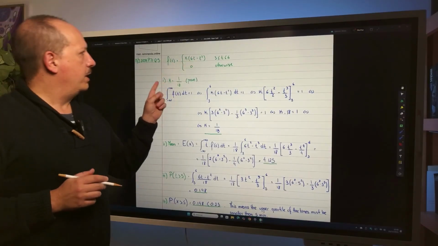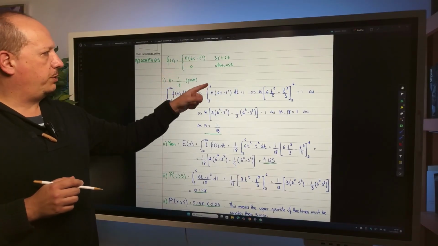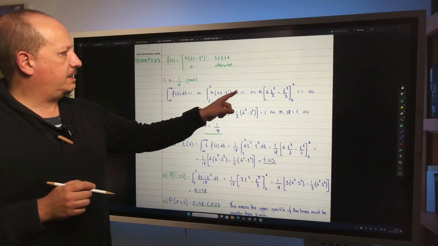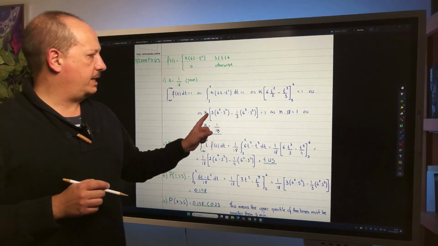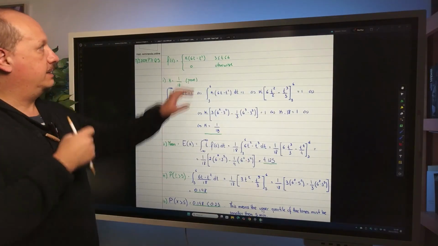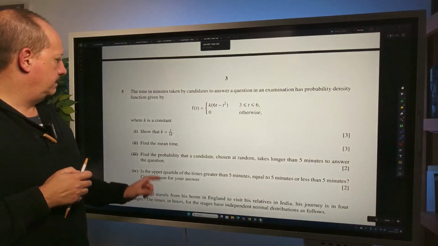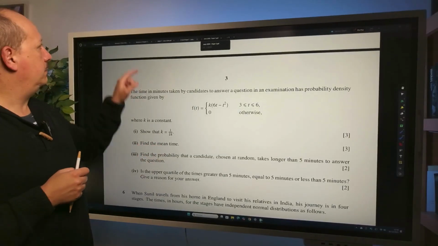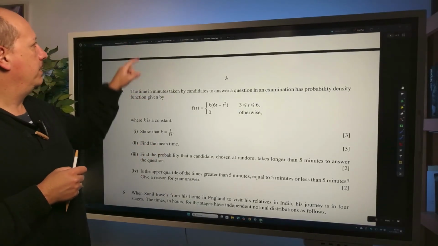Okay, so integrate the function between 3 and 6, equal it to 1, solve it for k, and k equals 1 over 18. Then find the mean time. You already know what to do as well.